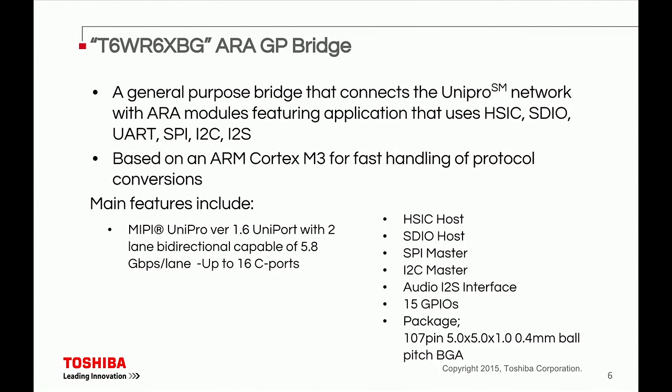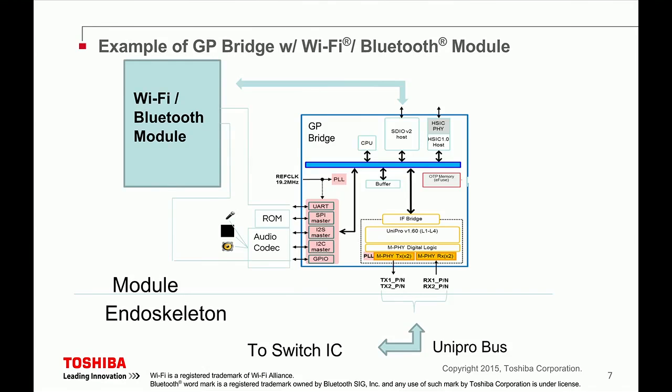The other device, the GP bridge, is a general purpose bridge that bridges the slow signals into the UniPro network. Here again, the ARM Cortex-M3 could be used to handle all the packetization of all your interfaces, your signals. An example here with the Wi-Fi and Bluetooth module. It's hooked up to the SDIO and also to the UART and a GPIO interface on the GP bridge. And all those signals go through the UniPro bridge into the network, into the switch IC on the endoskeleton.